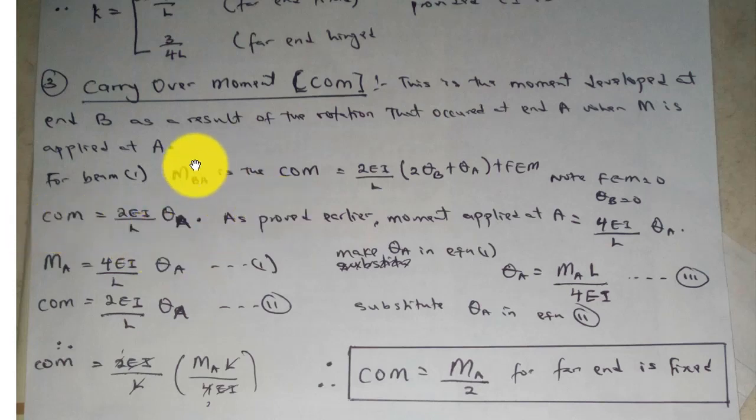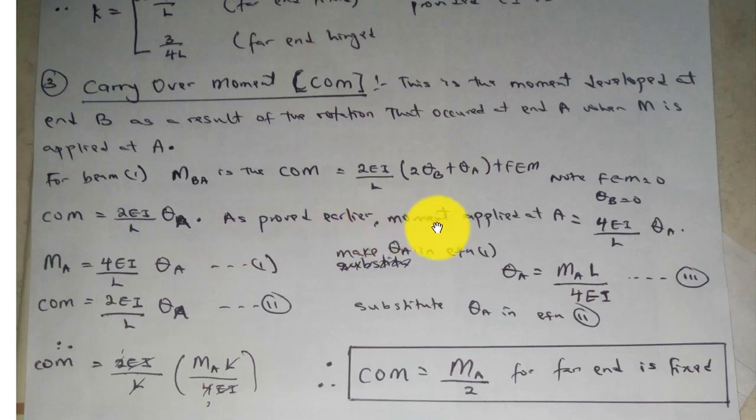I believe you know what I mean by carryover moment. Carryover moment is the same as MBA. You know MAB is the externally applied moment. MBA is the carryover moment. So that's why I'm inserting carryover moment straight here instead of writing MBA. I started with CUM, which is carryover moment. So this equation will reduce to this: carryover moment is equal to 2EI over L multiplied by theta A.